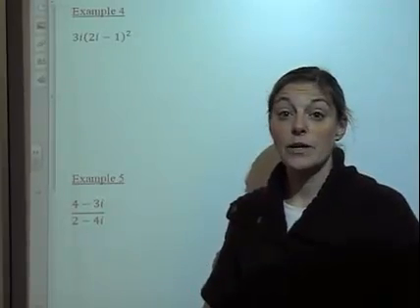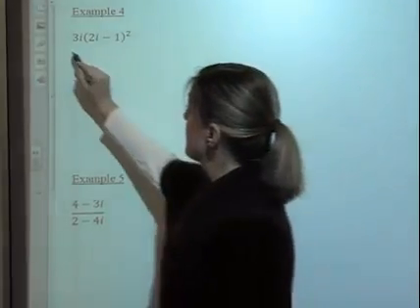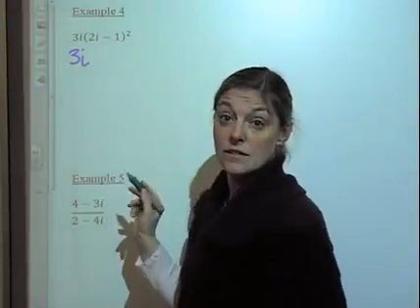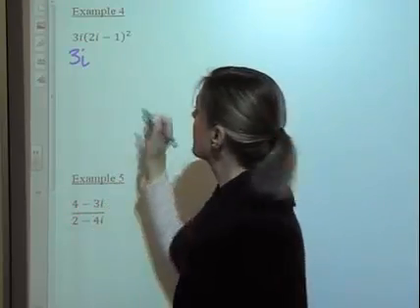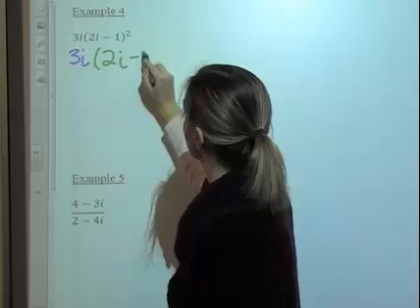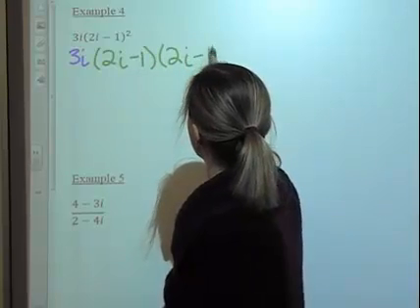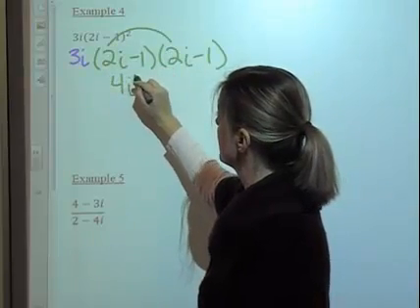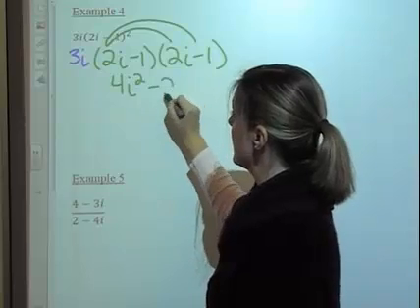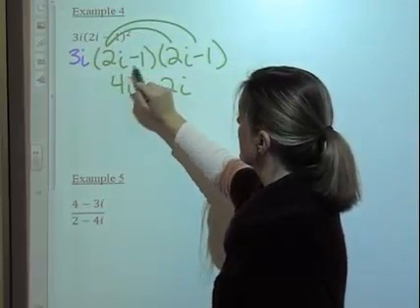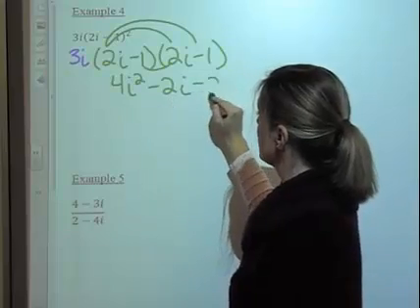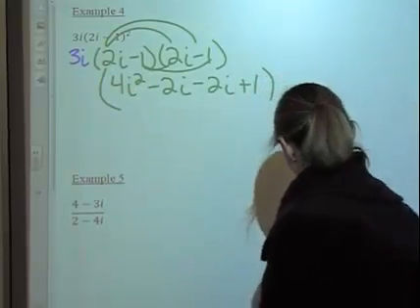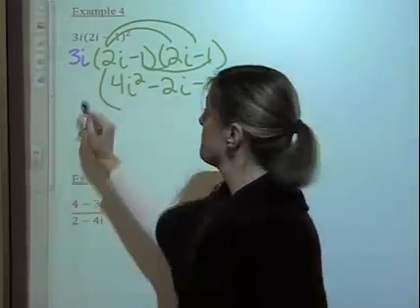Again, we're treating this just like we did when we were working with polynomials. So we have our 3i out front, and then we're going to expand this 2i minus 1 quantity squared. So we have 2i times 2i gives us 4i squared. 2i times -1 is -2i. And then -1 times 2i is -2i. And -1 times -1 is +1. And remember, that's all being multiplied by the 3i.